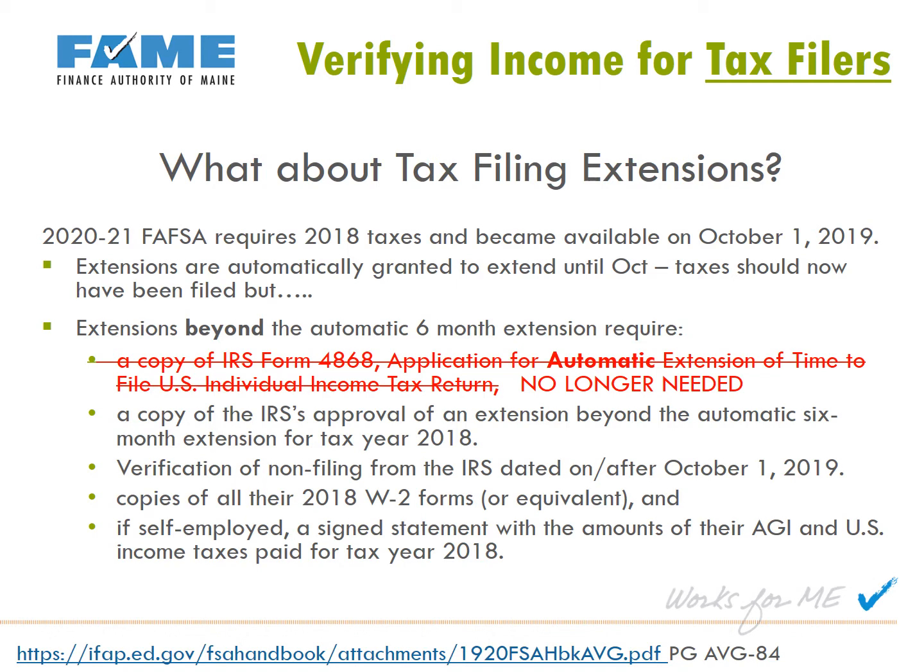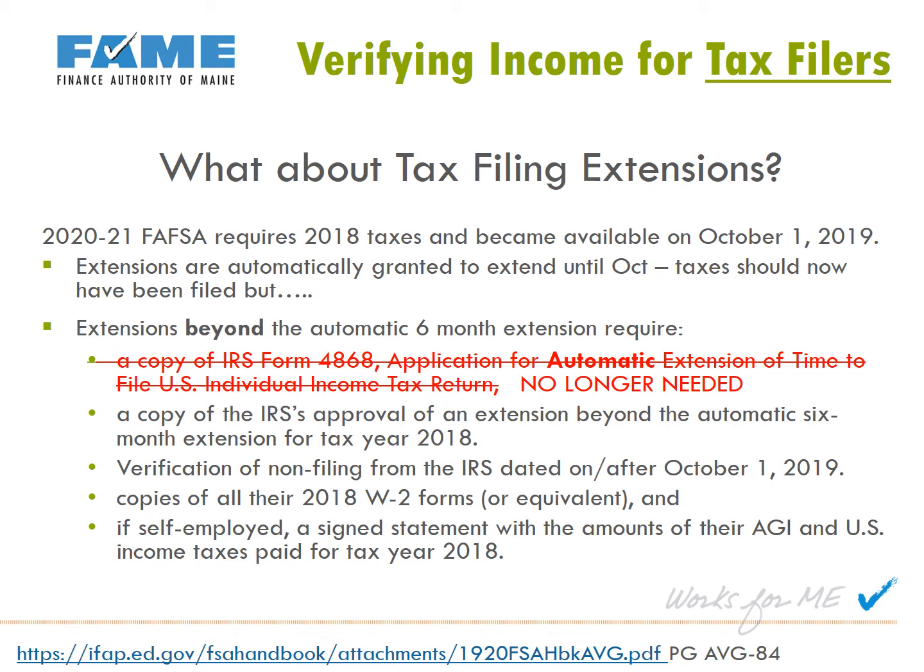We need a verification of non-filing letter from the IRS dated on or after October 1st, 2019. What is that? You can get something from the IRS. It's just a statement from the IRS saying they don't have a tax return on file for that person. I'm going to show you how to get that in a minute, and that has its hurdles as well. But you're going to require that you get this. Basically, it's proof that the student or the parent didn't actually file a tax return yet, so there's nothing on file.